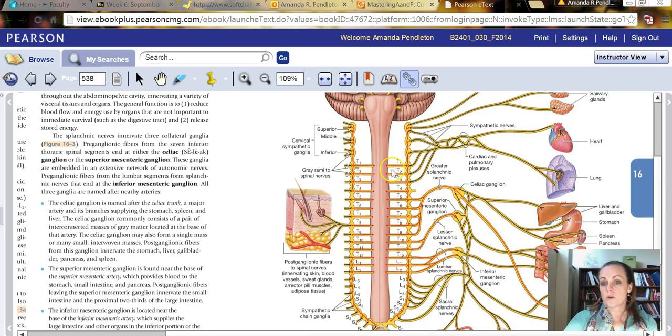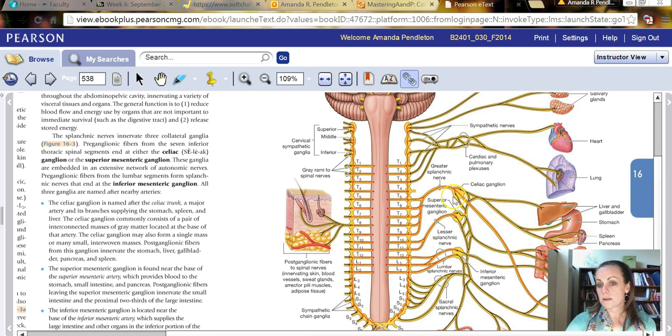Now, something you should know is that sometimes the preganglionic neurons will synapse on the postganglionic neurons in these chain ganglia. But in other cases, like what we see here, the preganglionic neuron goes through the ganglia and keeps on going, and it doesn't synapse on the postganglionic neuron until later. So that's going to happen in these three regions.